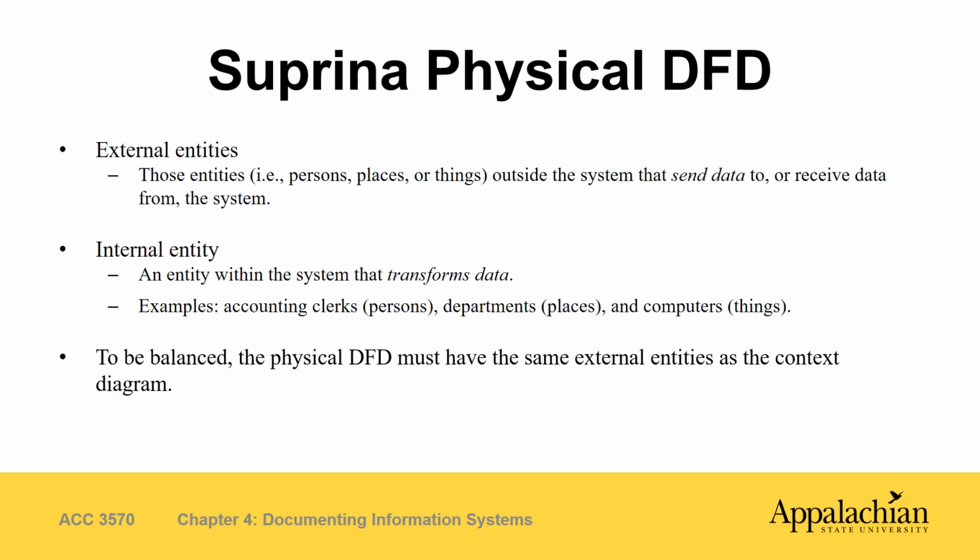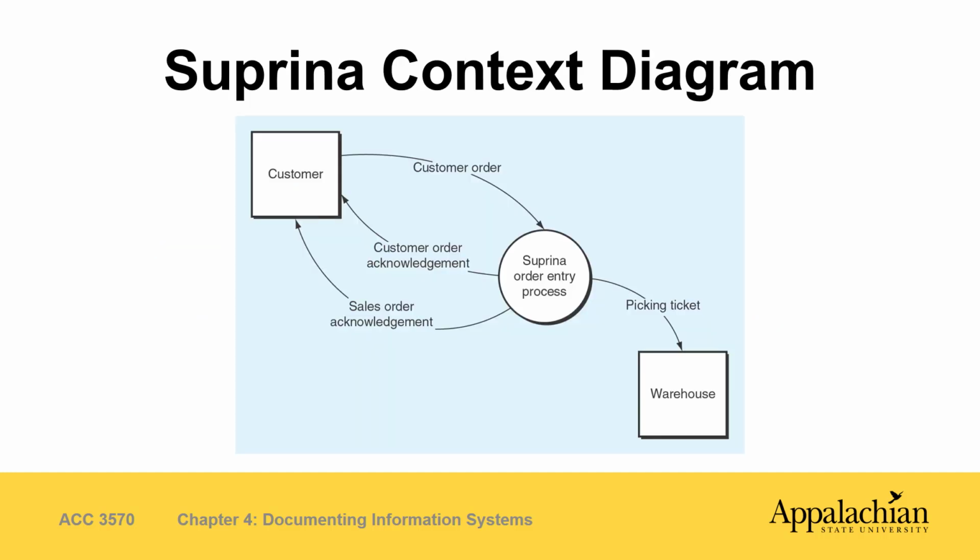And what balance means is you start with a context diagram and you've got the customer and warehouse as external entities. To be balanced, when you create the physical data flow diagram or the logical data flow diagram, you want to have those same external entities.